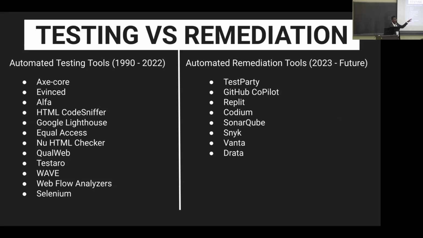I'm focusing on what I think is going to be the next level, which is remediation tools, which I'll put ourselves in that bucket. I'll put GitHub Copilot, Replit, Codium, SonarQube, Snyk, Vanta, Drata. These are all companies that do very similar work to us, but in different industries. I'll especially highlight SonarQube and Snyk. These are two security companies that are focusing on security automation, right?